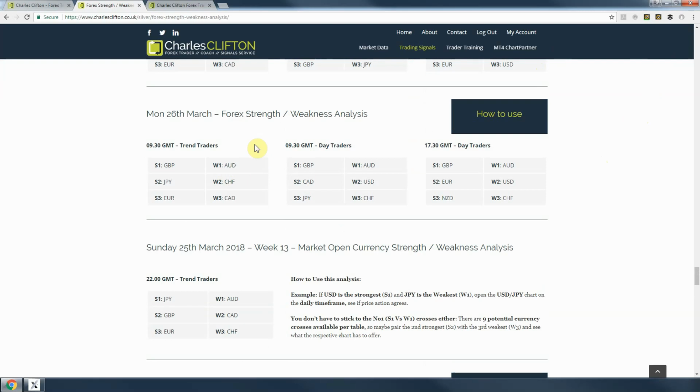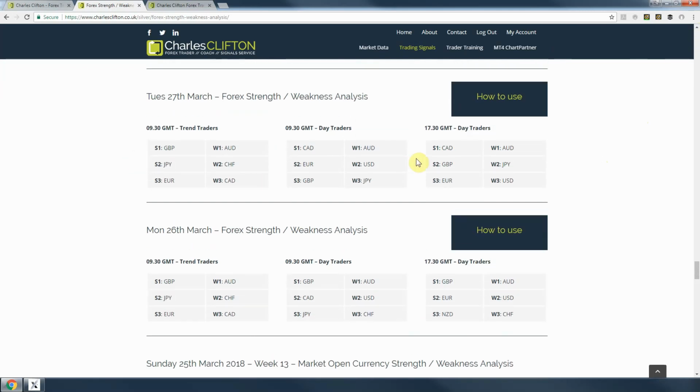We've been in this trade over a week. We've still got pound Oz showing strong one, weak one, strong one, weak one. It's absolutely fantastic. Just stay with the market. We come to Tuesday the 27th.